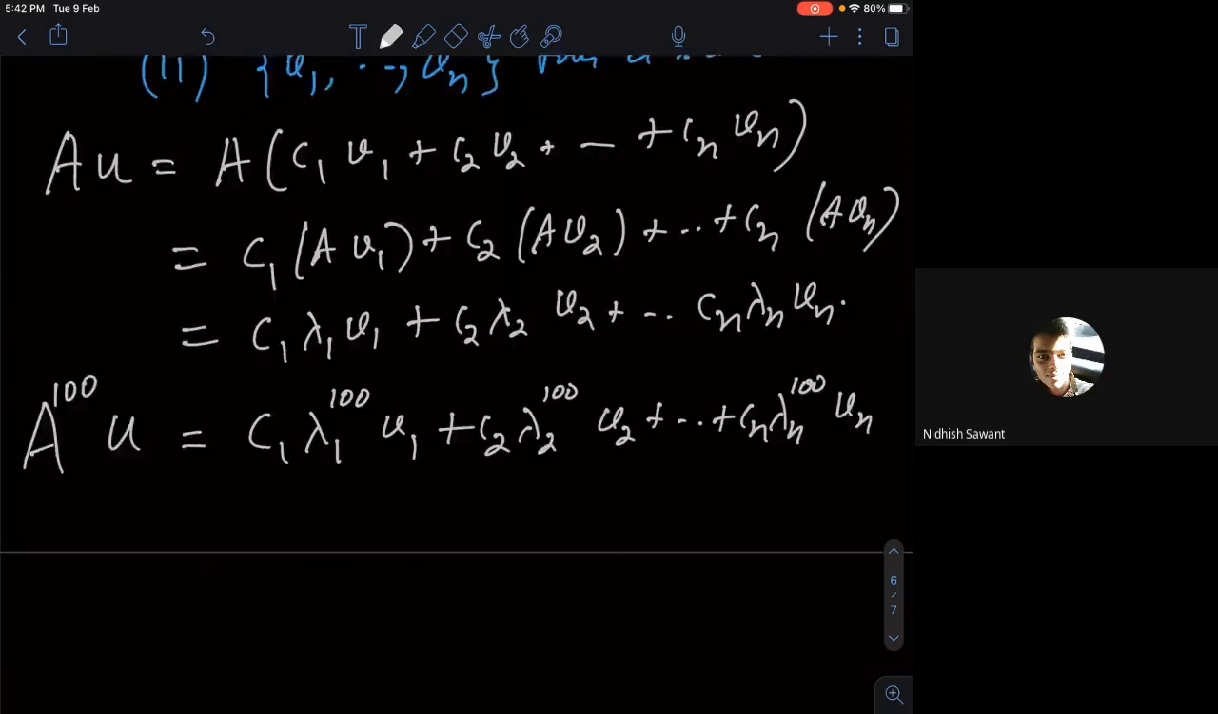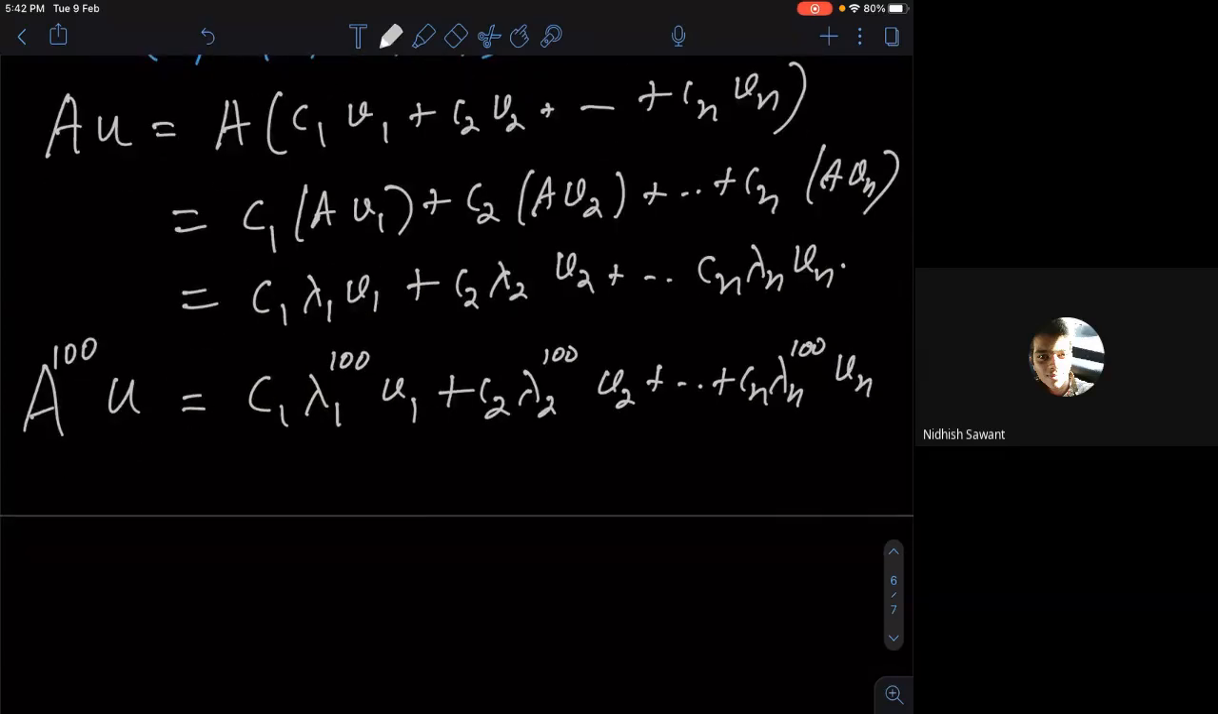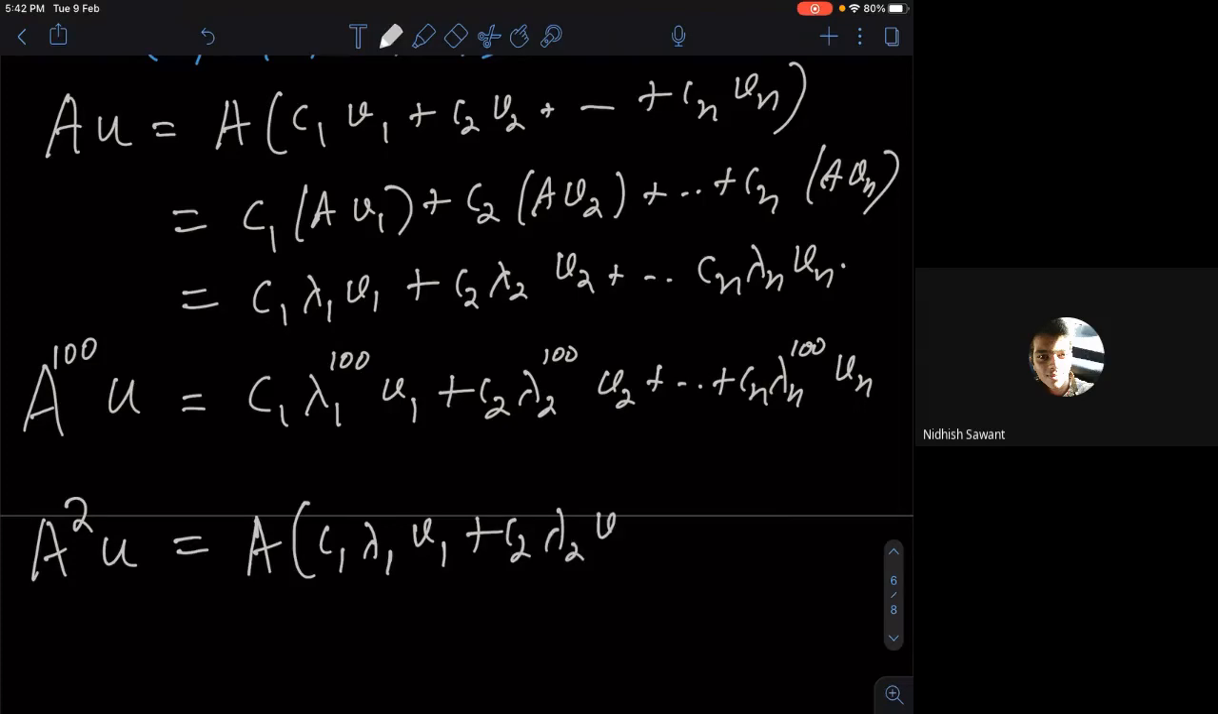Yeah. Can you see this? Can you see why this is happening? Let me just do it for A square U. What is A square U? It's A times C1 lambda 1 V1 plus C2 lambda 2 V2 plus up to plus Cn lambda n Vn, right?